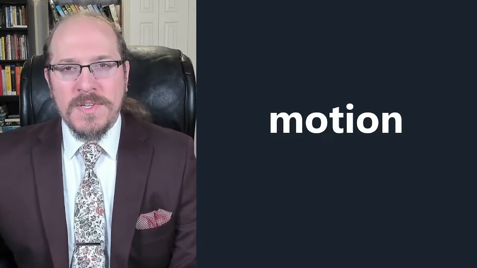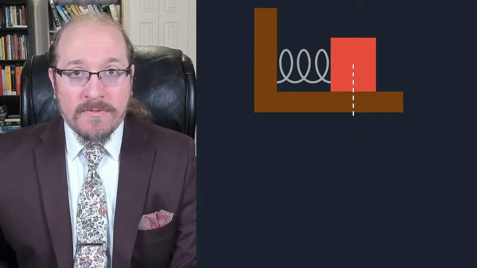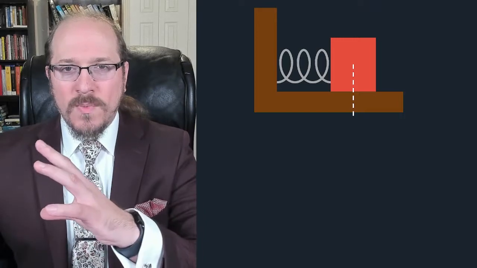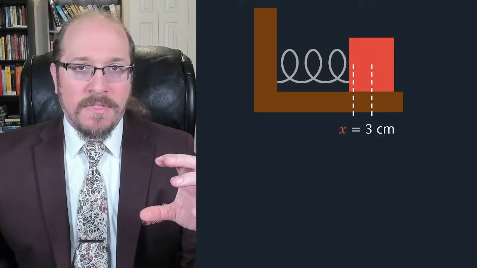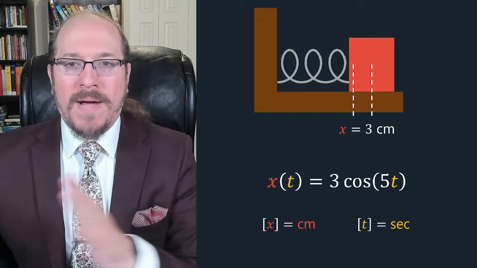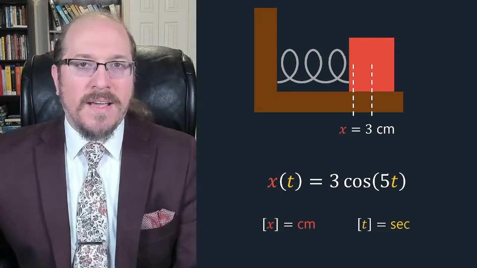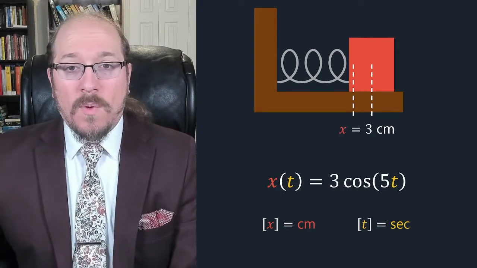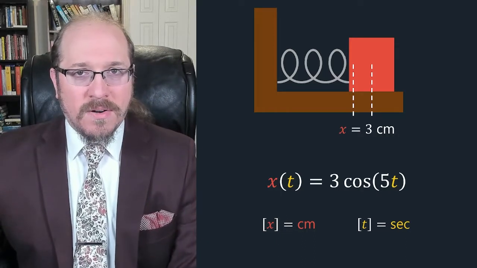So here's our situation. Imagine a block attached to a spring lying on a frictionless table. Suppose we stretch out the spring from its equilibrium position, perhaps by 3 centimeters, and then let it go so that it oscillates back and forth, with its position described by some function, say 3 cosine of 5t, where t is measured in seconds. Now notice a few things to start off with.